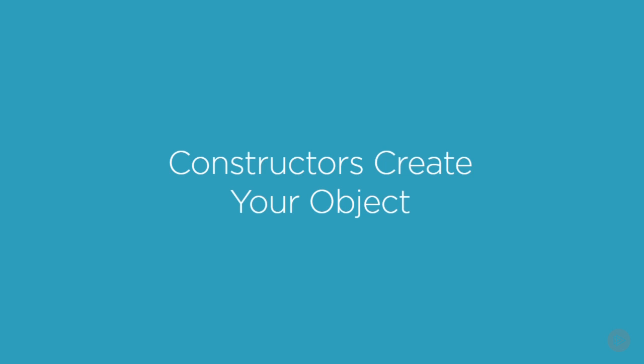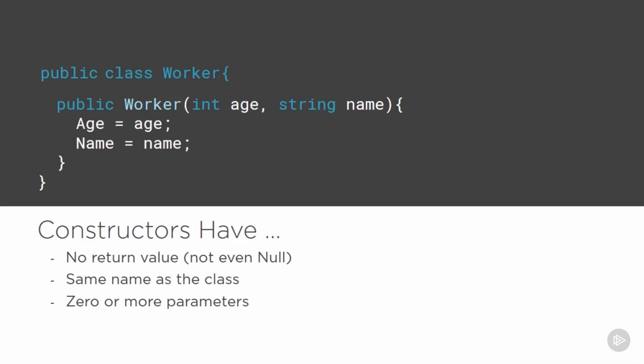The job of a constructor is to create your object and to initialize your object to its starting state. Here we have a worker class, and the method worker is the constructor. You can tell it's a constructor because it has no return value, not even null. It has the same name as the class. Constructors may or may not take parameters, and you can assign those parameter values to fields or properties or use them in any way you like. It is a method, but a special method called the constructor.